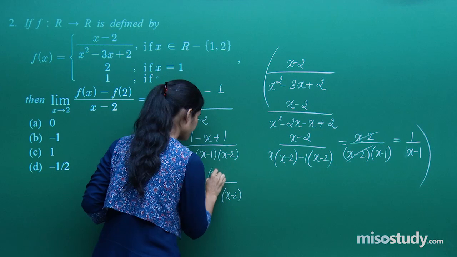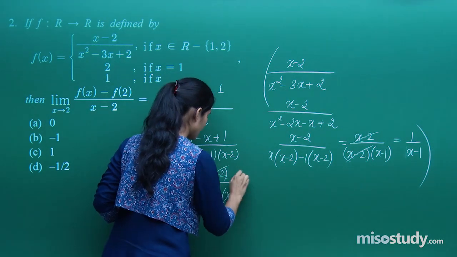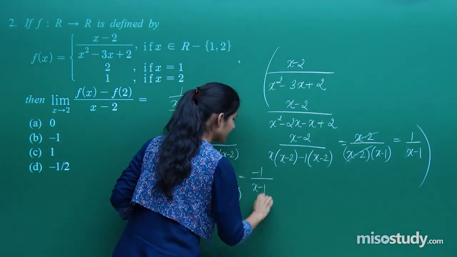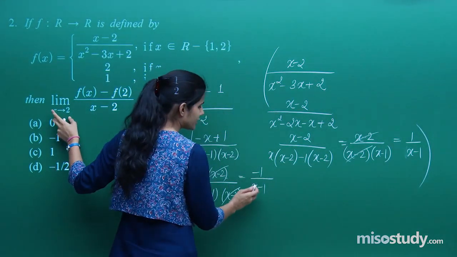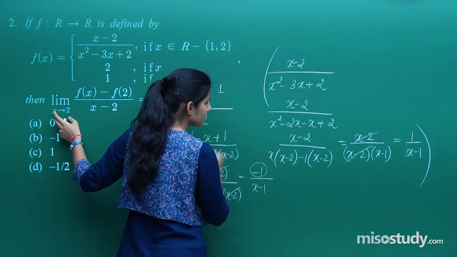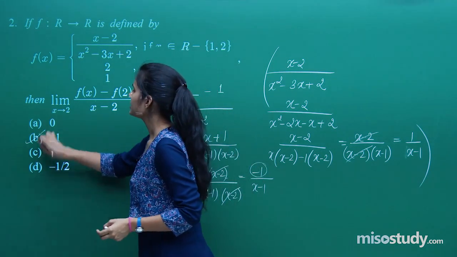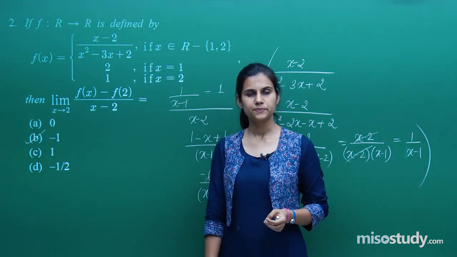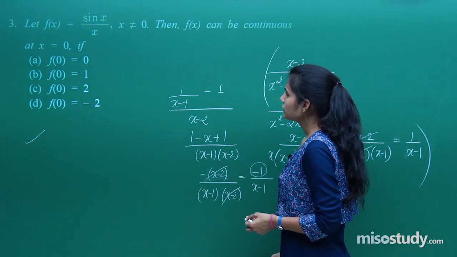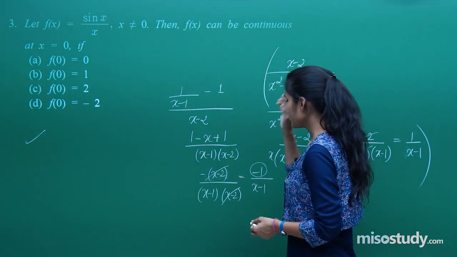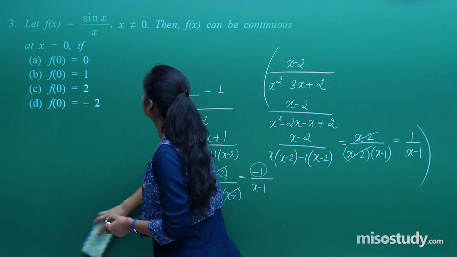right? And so I'm left with minus 1 upon x minus 1. It is actually limit x approaches to 2. So as x approaches to 2, I get just minus 1 as my answer, and that is the required limit. Clear? Easy enough question. Next question is f(x) is sin x by x when x is non-zero.